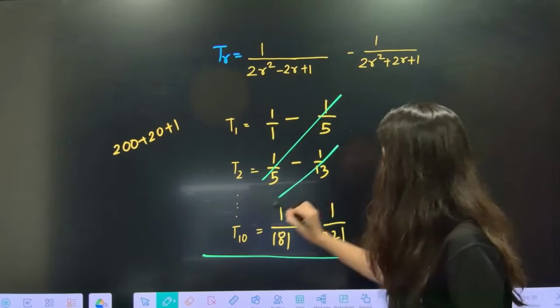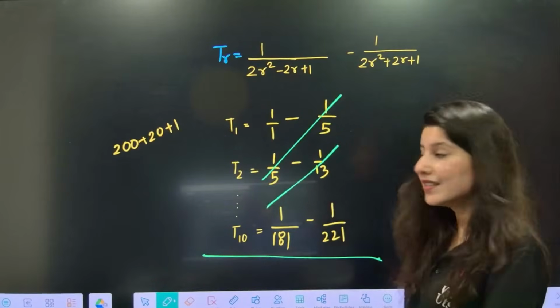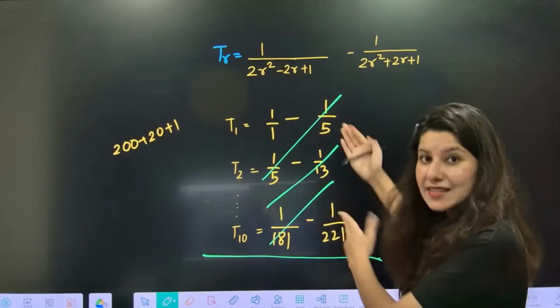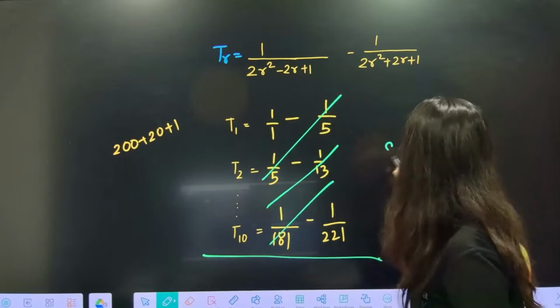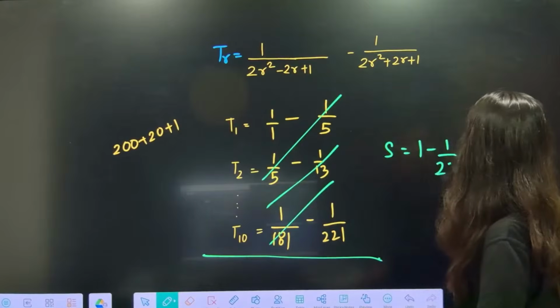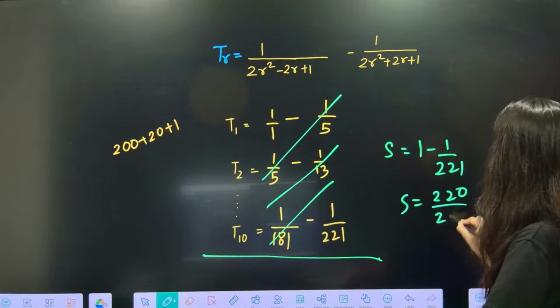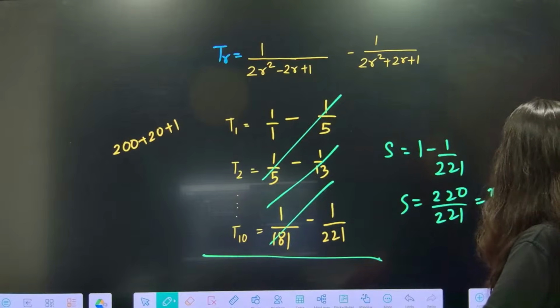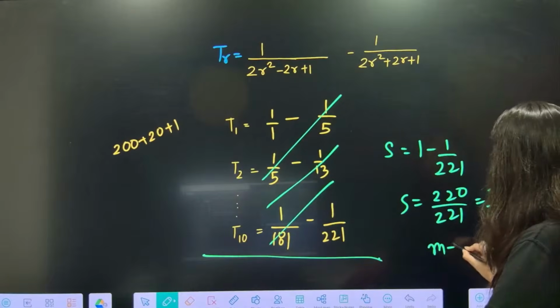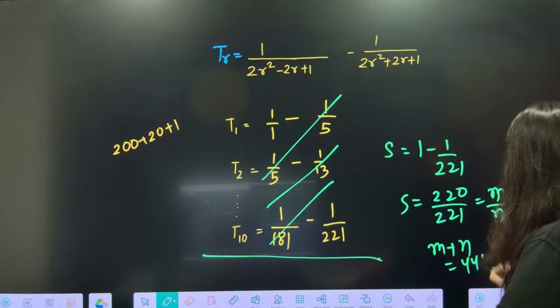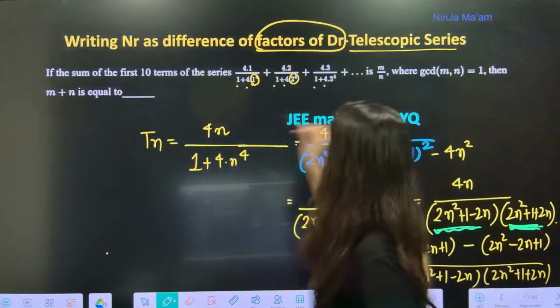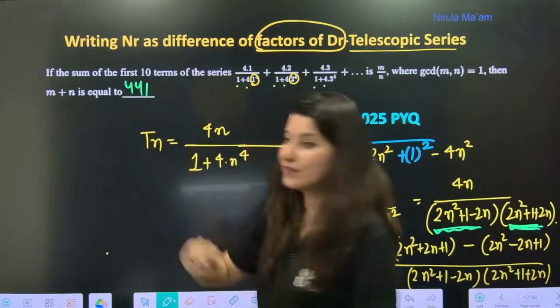1 by 13 will get cancelled out with the T3. T10 will get cancelled out with the previous term. So what will be remaining? Tell me. 1 minus 1 by 221. So the sum is 220 upon 221, which is m by n. M plus n they are talking about, which will be 441. 441 is the final answer of this question.